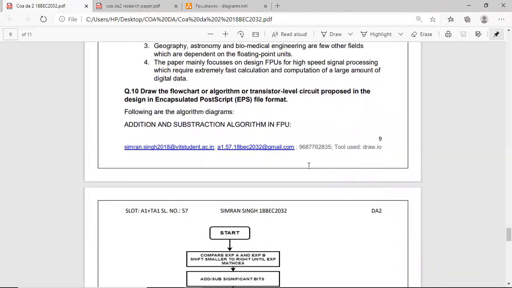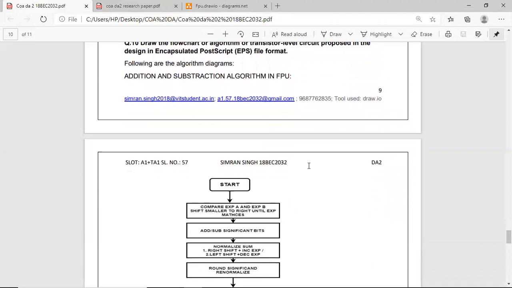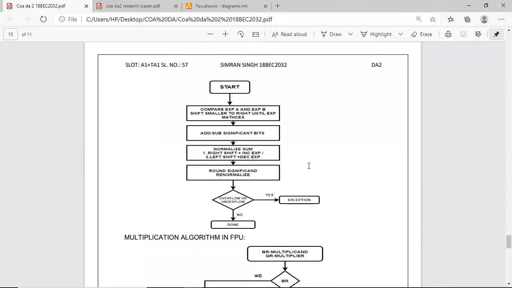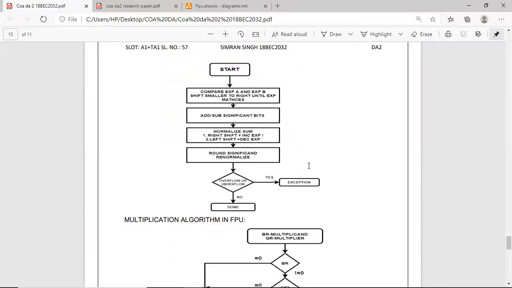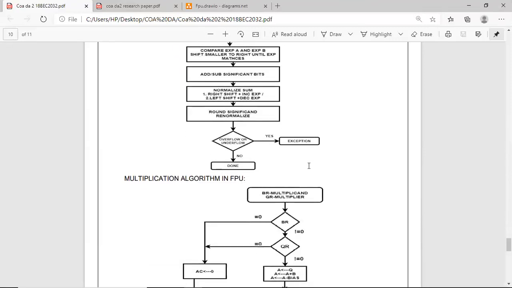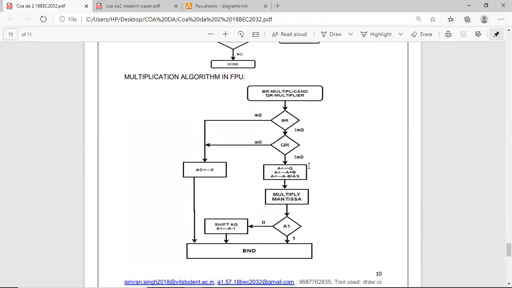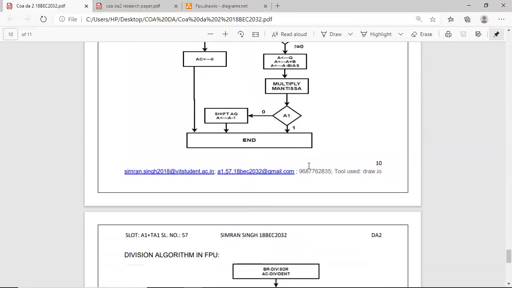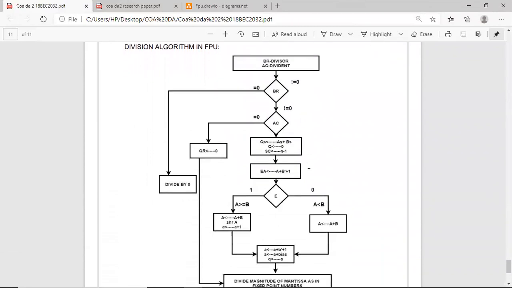The last question asks us to show the flowchart or algorithm of the operations. The first flowchart is of the addition and the subtraction algorithm in the floating point unit. It shows how operands undergo addition and subtraction. The next flowchart is of the multiplication algorithm in the floating point unit. The last flowchart, which was drawn, explains the division algorithm in the floating point unit.